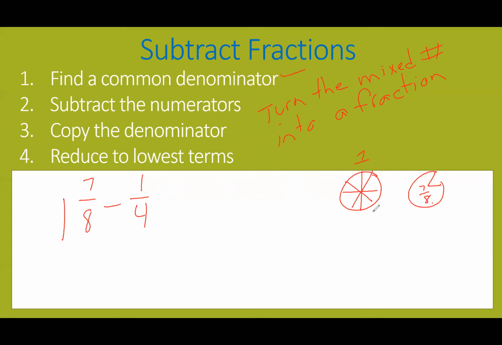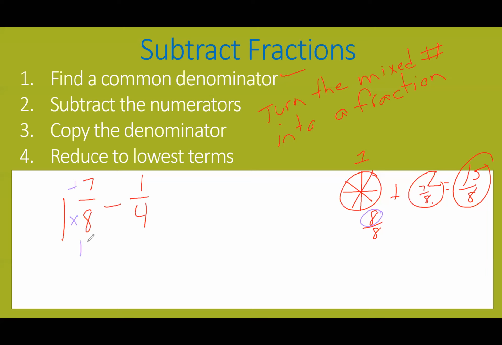There's going to be 8/8, right? So 8/8 plus 7/8 is going to be 15/8. So 1 whole pizza plus 7/8 of a pizza equals 15/8. Now, how do we do that little shortcut? We multiply. 8 times 1 is 8. There it is right there. And then 8 plus 7 is 15.